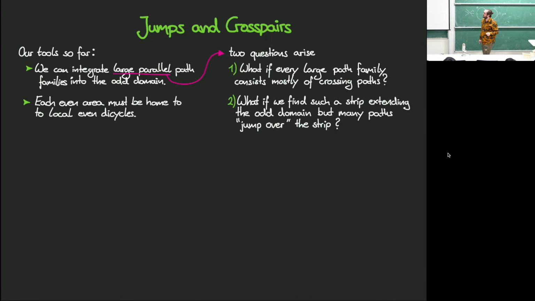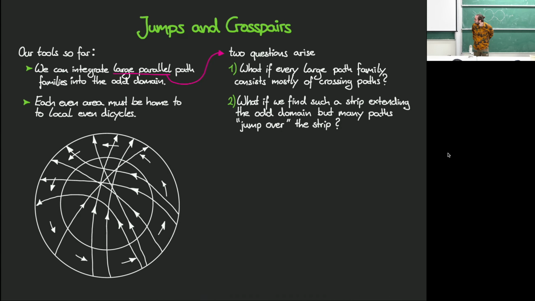But there are two questions. The first one is, this thing here needs the paths to be parallel. They need to be somehow planar in the beginning. So what if they're completely chaotic? And the second question is, even if they're not completely chaotic, what happens if lots of stuff jumps over them? So here's my picture with lots of chaotic jumps that just go somewhere.